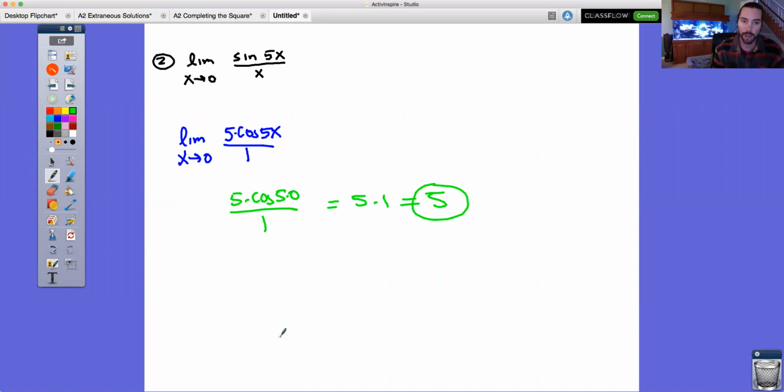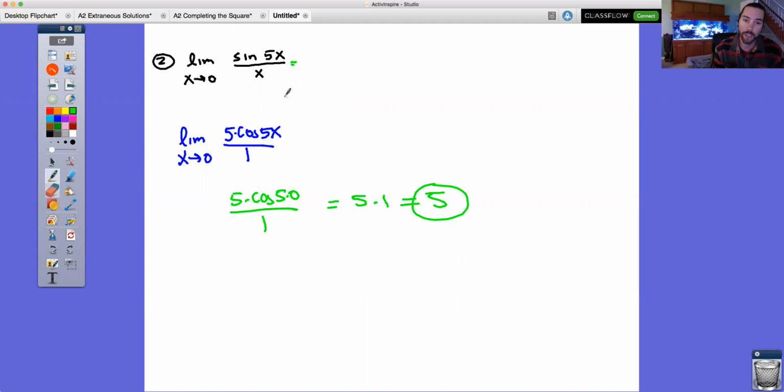L'Hopital's shortcut. Whenever you get that 0 over 0 situation, so if I would have plugged in that 0 back in the beginning, I would have had sine of 5x, 5 times 0 is 0. Sine of 0 is 0. Over top of 0 is 0. That's my indeterminate form. Then I can go to everything in blue, which is L'Hopital's. This only works in this one situation, 0 over 0. And it's derivative over derivative.